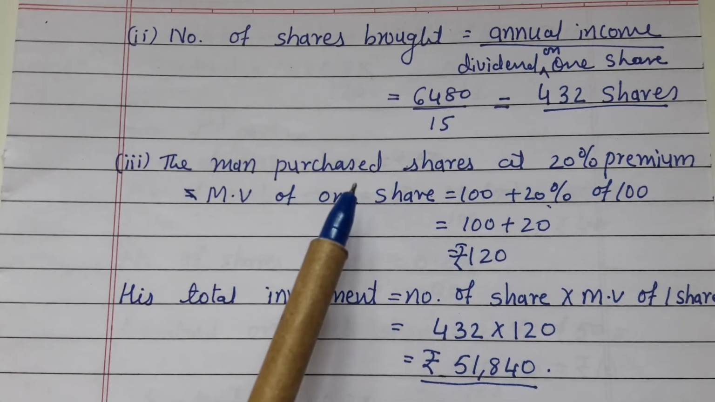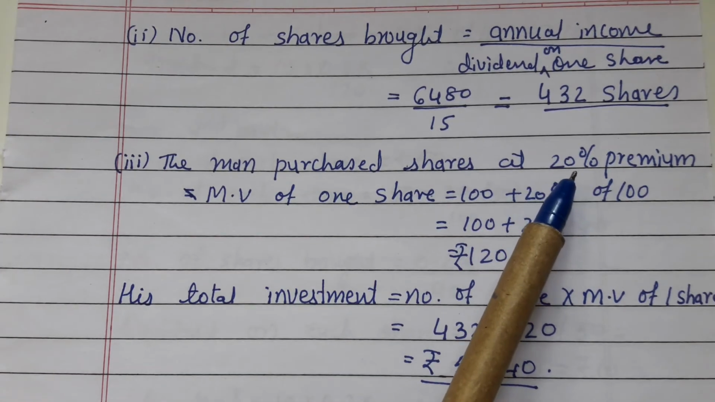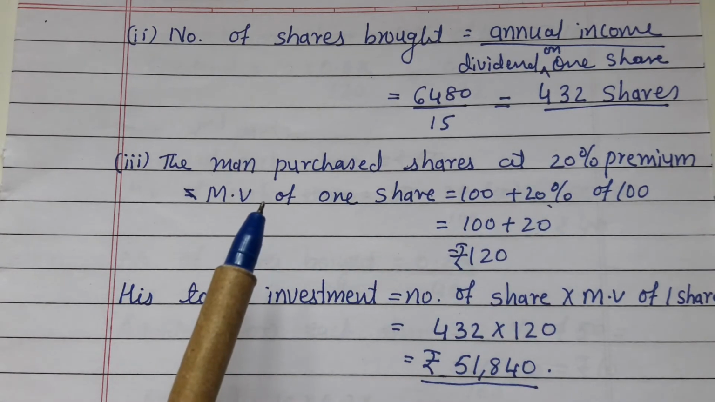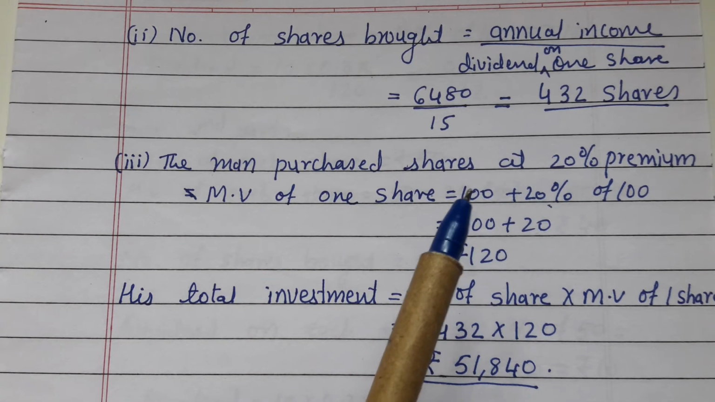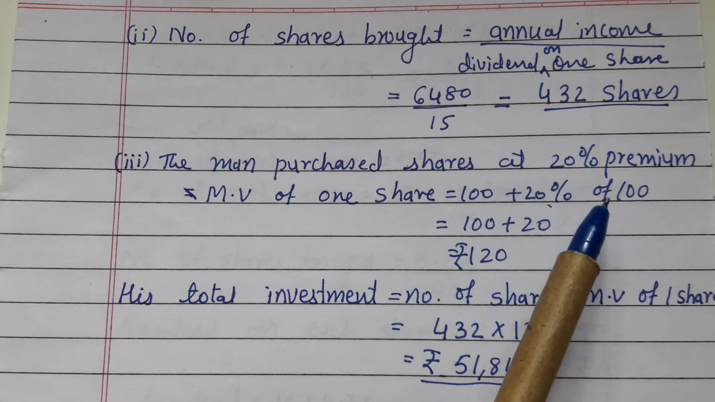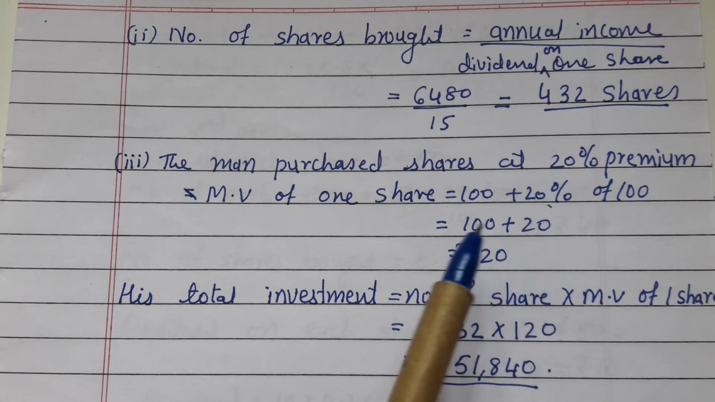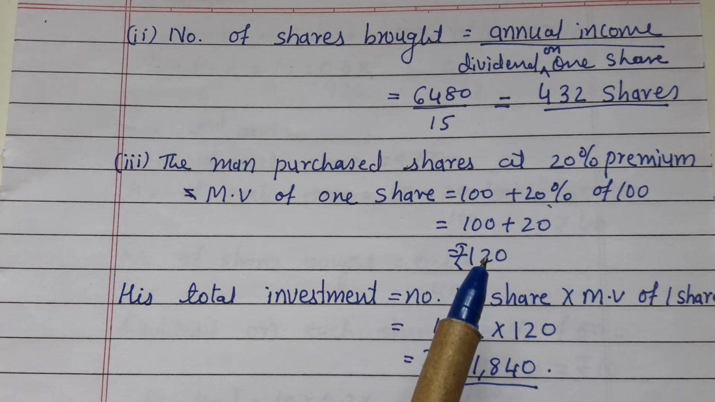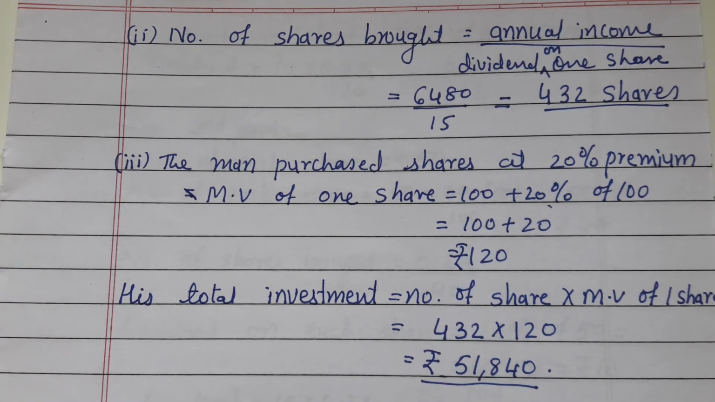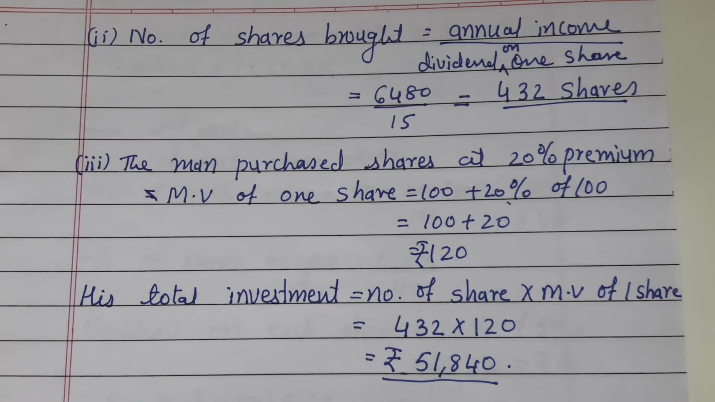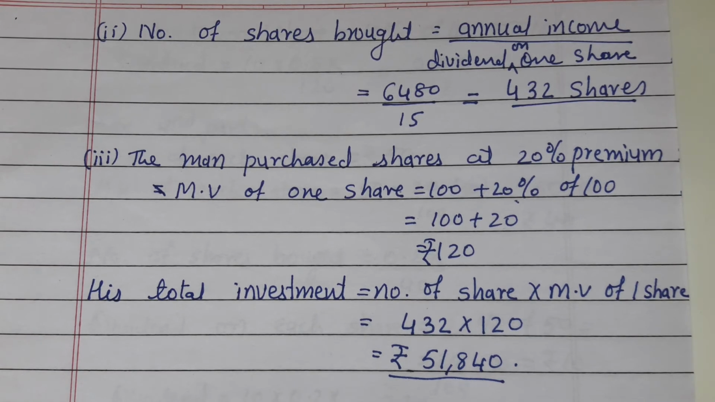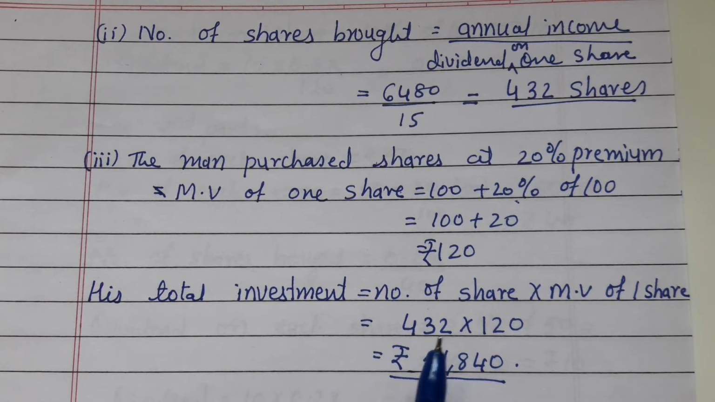The man purchased shares at 20% premium. Means MV, market value of one share, is 100 plus 20% of 100. That is 20, 100 plus 20, rupees 120. Total investment, number of shares into MV of one share. That is equal to number of shares 432 into 120 equal to rupees 51,840.